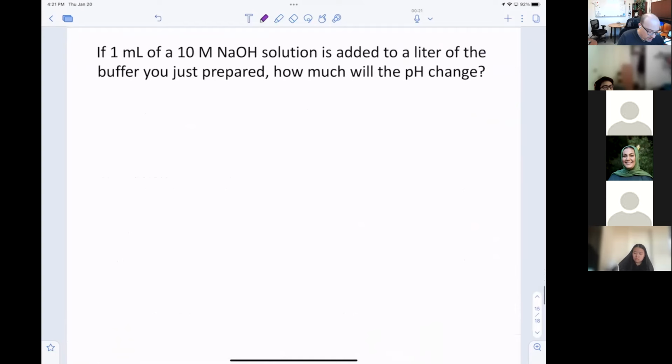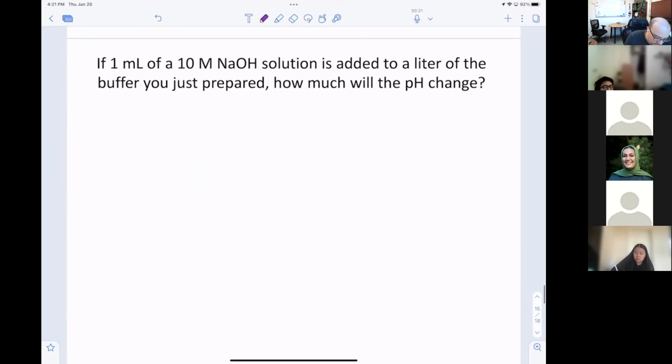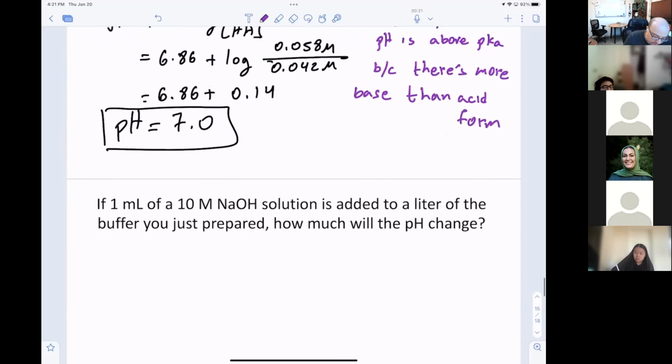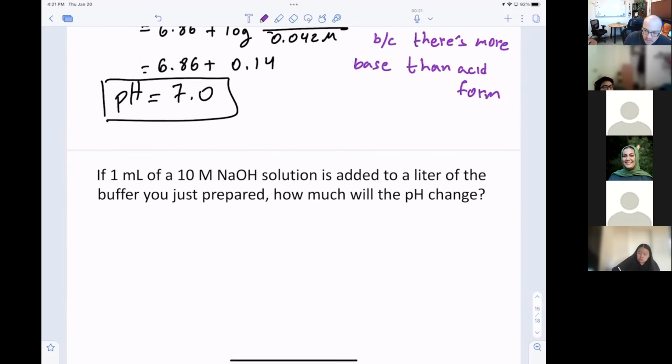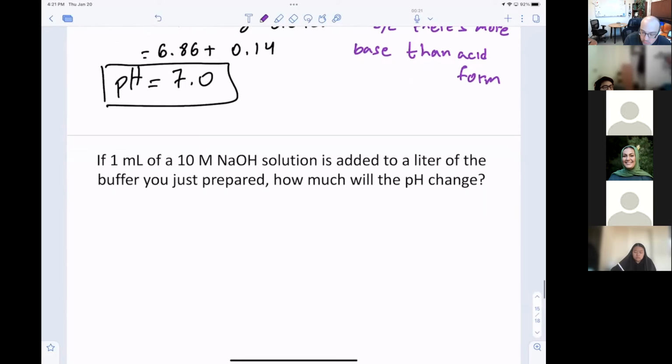So the next question: if 1 mL of 10 molar NaOH solution is added to a liter of the buffer that I just prepared, how much will the pH change? I just prepared a phosphate buffer. That's a really awesome question, because now I'm going to add 10 molar NaOH to the phosphate buffer, and they ask me how much the pH will change.